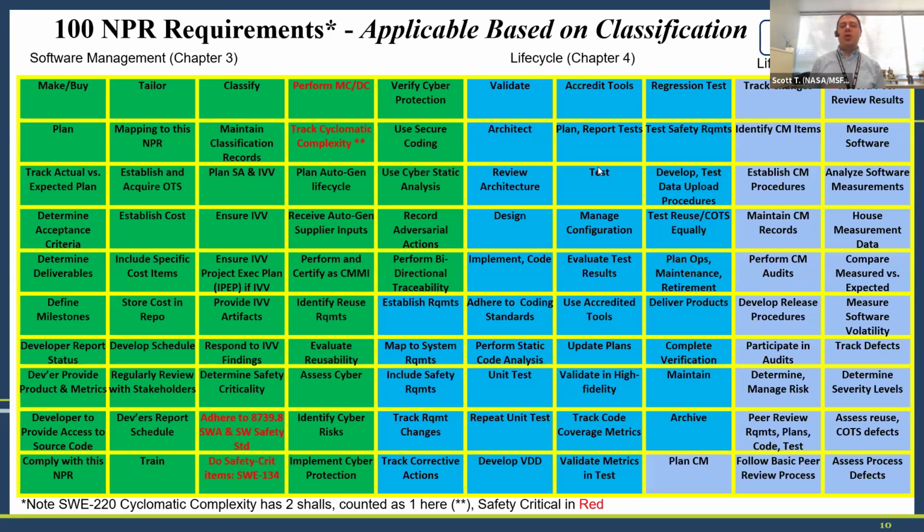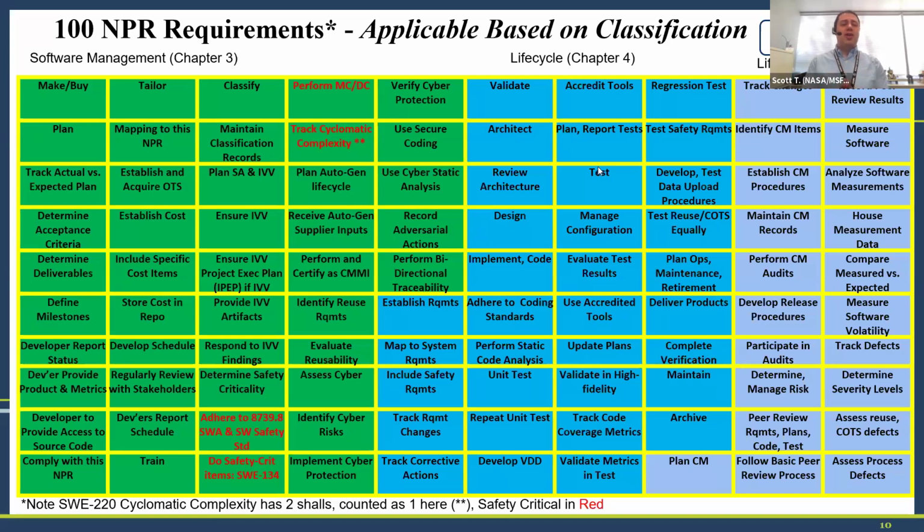Now we're going in and saying, how are you creating the software? What are your plans in going through it? You also have the lifecycle support. Are you using things like configuration management? This is color-coded based on the chapter. In reality, we actually have 101 because one of our software engineering requirements has 2 shall statements in it. But for the sake of this purpose, I'm just going to call it 1 requirement.